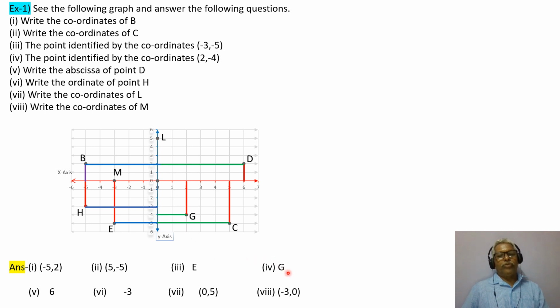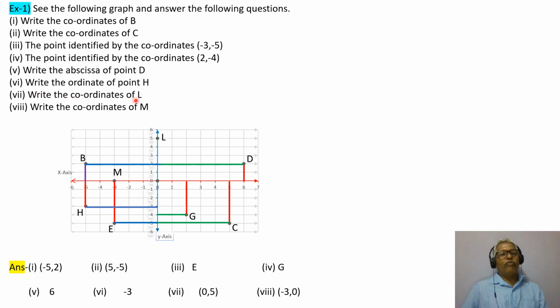It will be the fourth quadrant. So G, fourth answer. Fifth one, write the abscissa of point D. He has asked only the abscissa. Point D is here. Abscissa is the x coordinate and that is 6. Now, sixth one, write the ordinate of point H. This is H. As asked, ordinate is the y coordinate, -3.